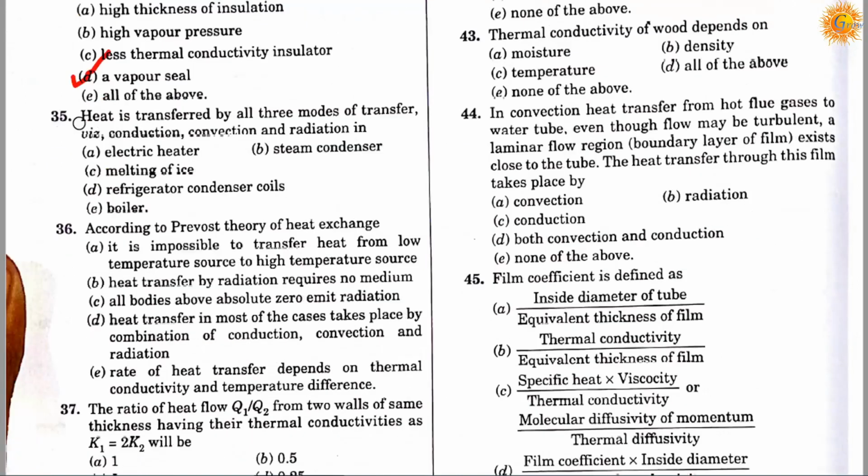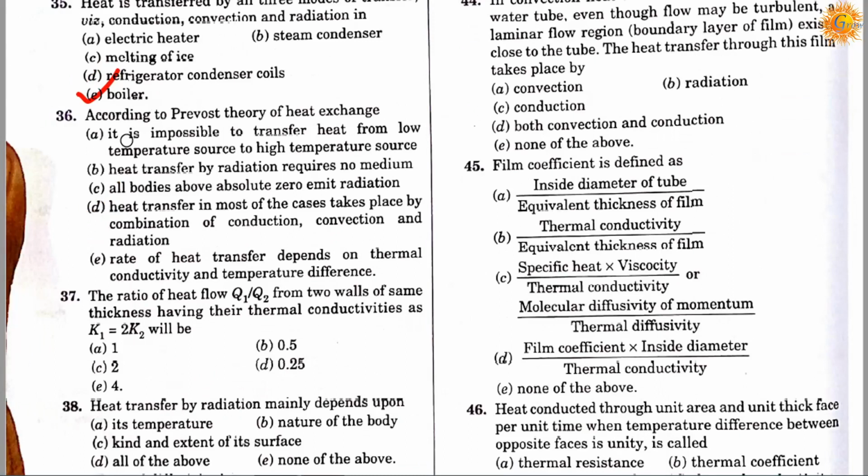Question number 35. Heat is transferred by all three modes of transfer, conduction, convection and radiation, in option A, electric heater; option B, steam condenser; option C, melting of ice; option D, refrigerator condenser coils; and option E, a boiler. Correct answer is E, it's a boiler. It means heat is transferred by all three modes of transfer in the device, a boiler.